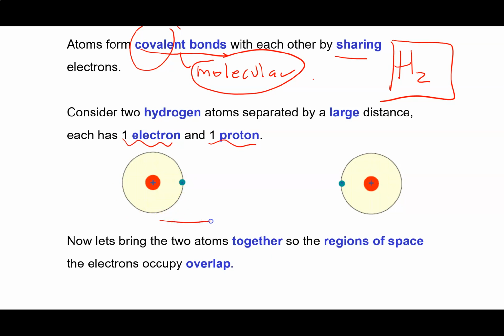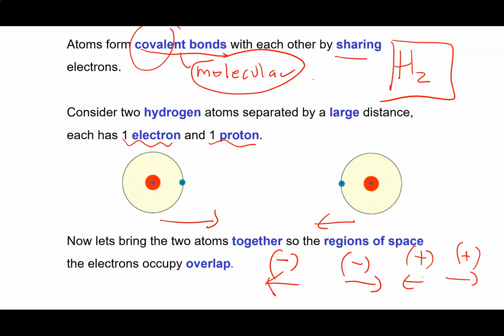So these guys come together, and what's going to happen? Their electrons and protons are going to start interacting, right? And what we know is that like charges repel, like the electrons. Similarly, the protons will repel one another. Sorry, like charges repel. I said that wrong, didn't I? But opposite charges will attract, right?